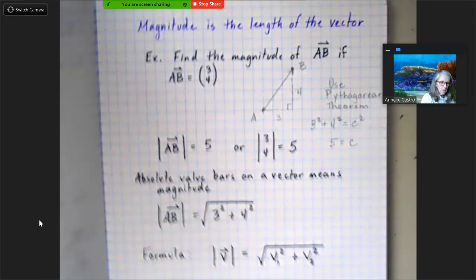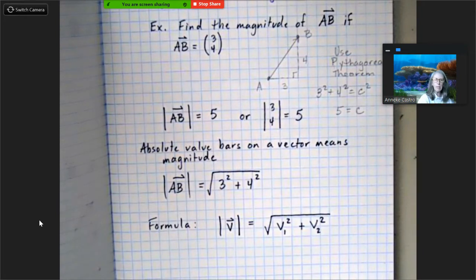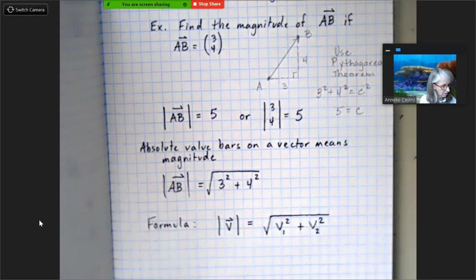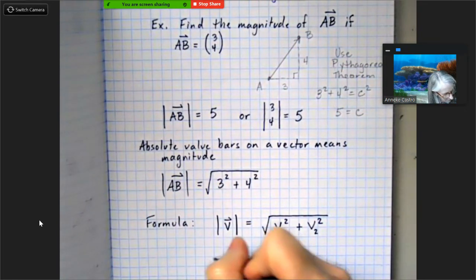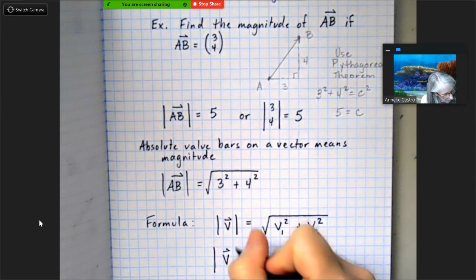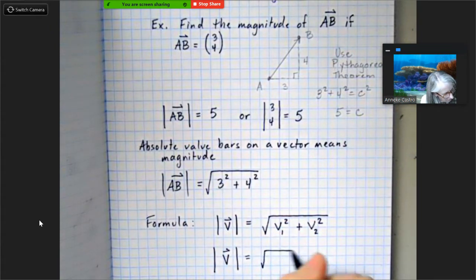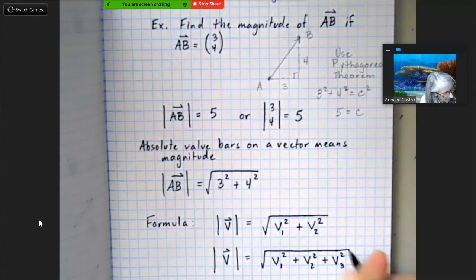As I mentioned, though, we can also do this for 3-dimensional space, like we did in our warm-up with the pencil inside the box. That pencil was a vector. It had a length and it had a direction. And the shift from one end of the pencil to the other end of the pencil could be written as a vector. So if you have 3-dimensional space, you can also do the same thing. It's the square root of the first component squared plus the second component squared plus the third component squared. And that'll give you the magnitude.